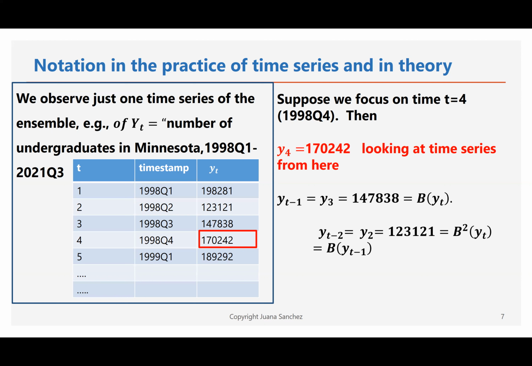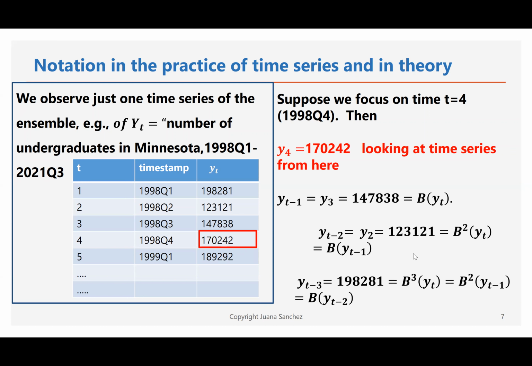But we define t here, so that it's implicit, right? Because it's t equal 4. So this is the backshift operator applied to y sub t. Okay, and then y sub t minus 2, right? If t is 4, it will be y sub 2, as shown in the table, and that will be the second power of the backshift operator. And so the second power of the backshift operator for y sub t will be the same as the first power applied to y sub t minus 1.